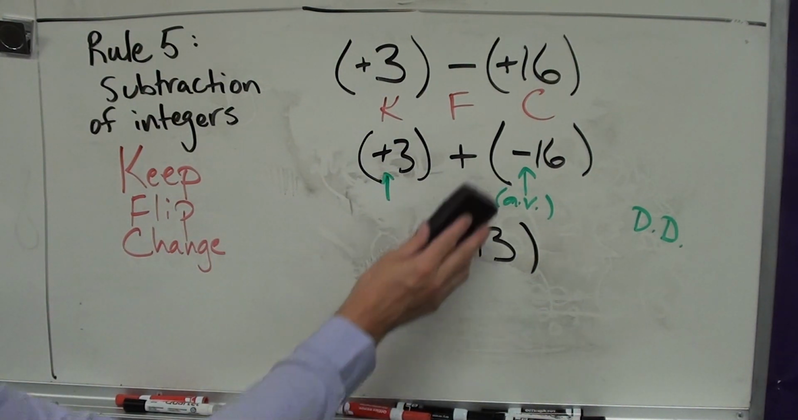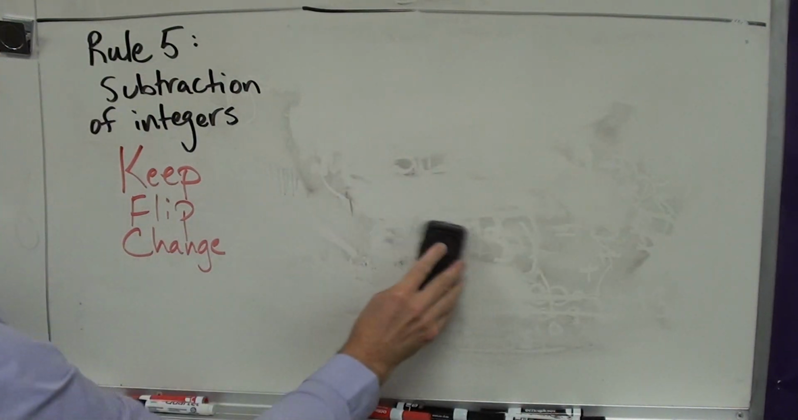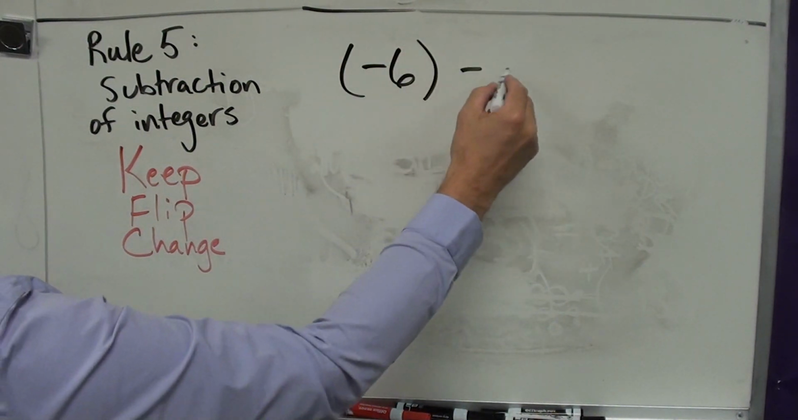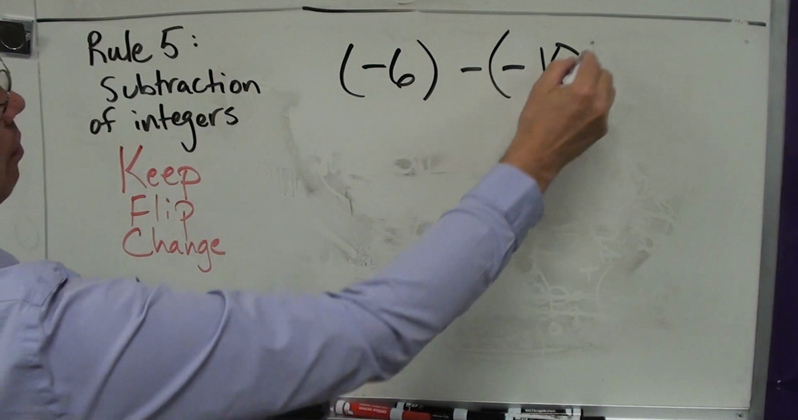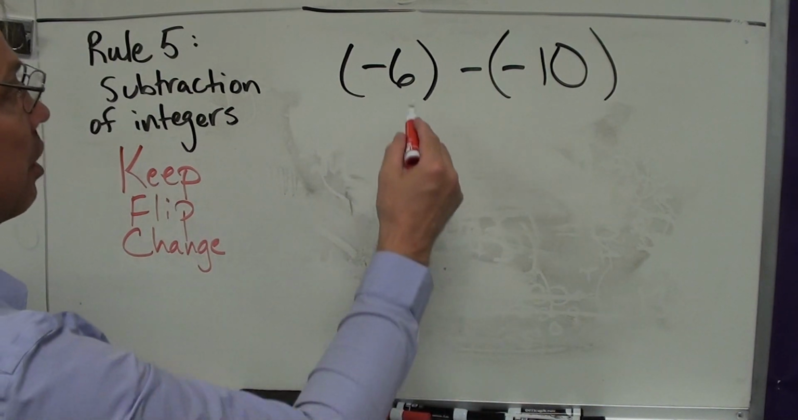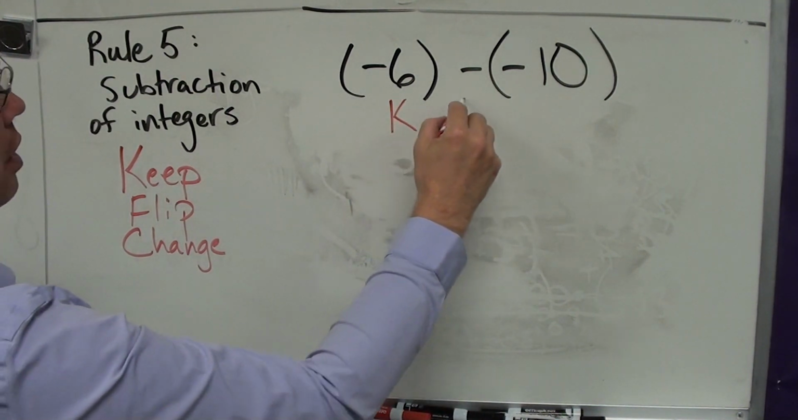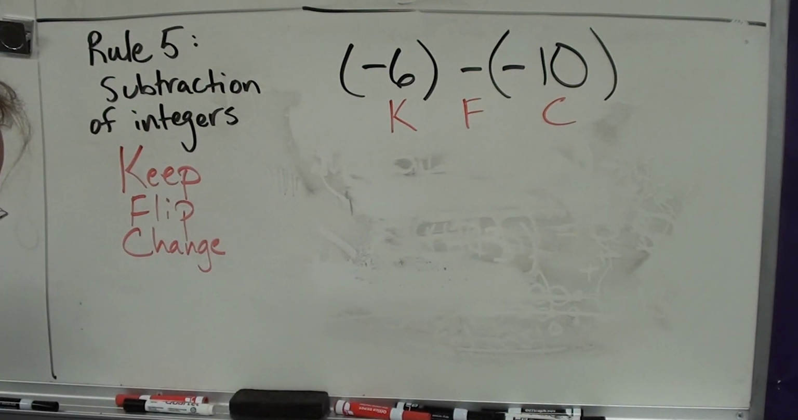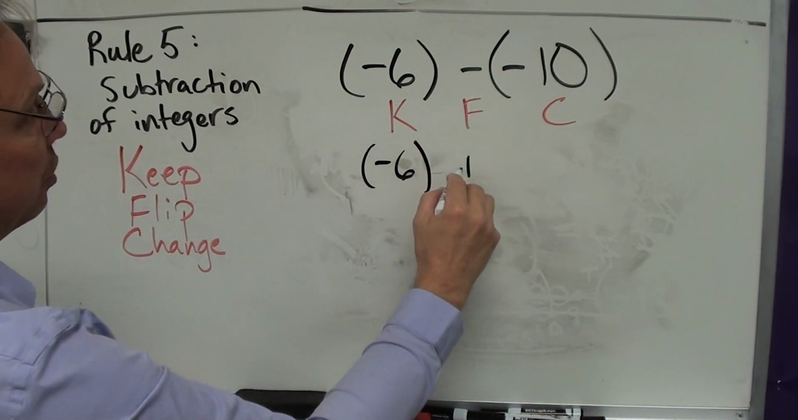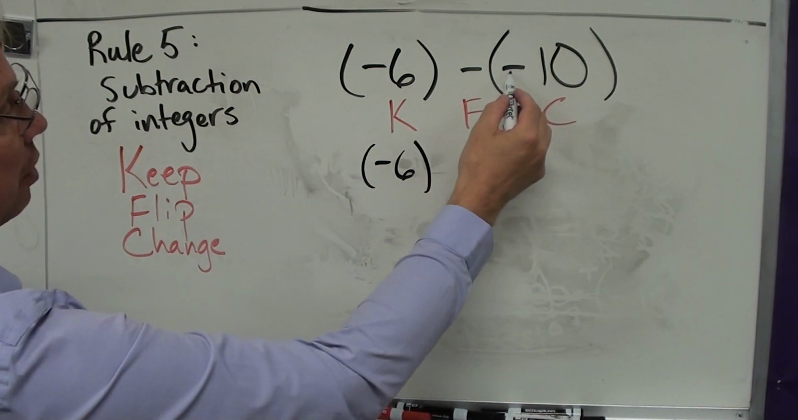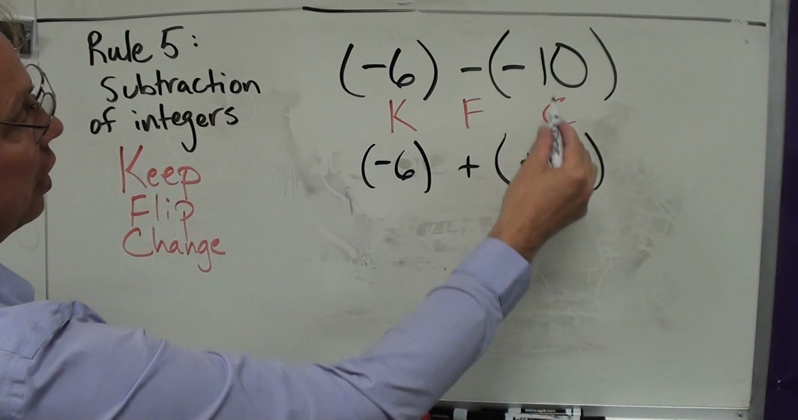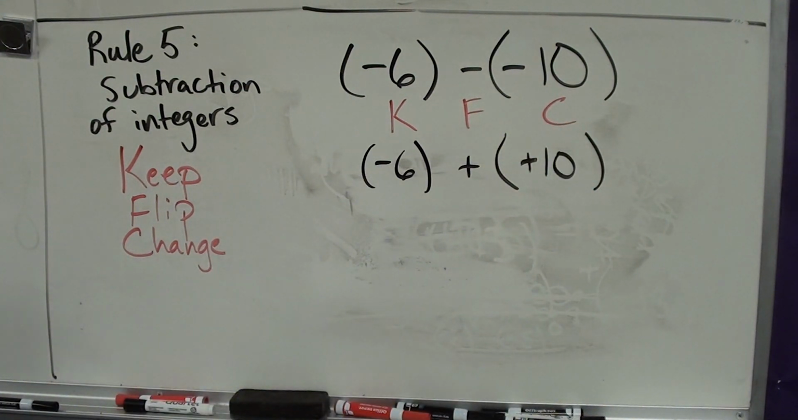I could also have the example here where I have maybe a whole lot of crazy looking numbers such as negative 6 minus negative 10. And this just looks really awful to try to solve like that, but using KFC, I make this into a recognizable addition problem. I keep negative 6, I flip the sign to addition, and I'm going to add the opposite, which is going to be not negative 10, but positive 10. So I've changed negative 10 to positive 10, KFC.